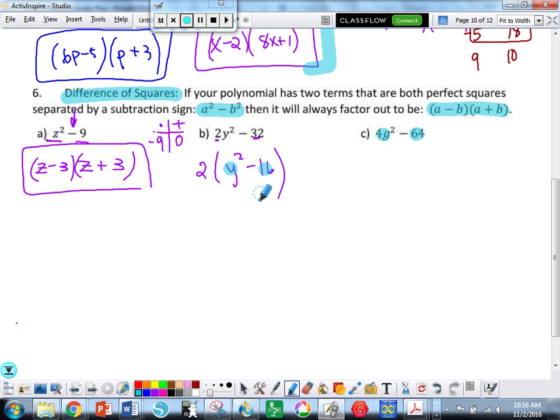Do we have a perfect square, and a minus in between? Once I pull out the 2, is it a difference of squares question? Yeah. So because of the perfect square, and the minus in between, ignore the 2 for now. You're going to have y, square root of 16, 4, 4. One has to be negative, one has to be positive. And then where does the 2 go? Outside.